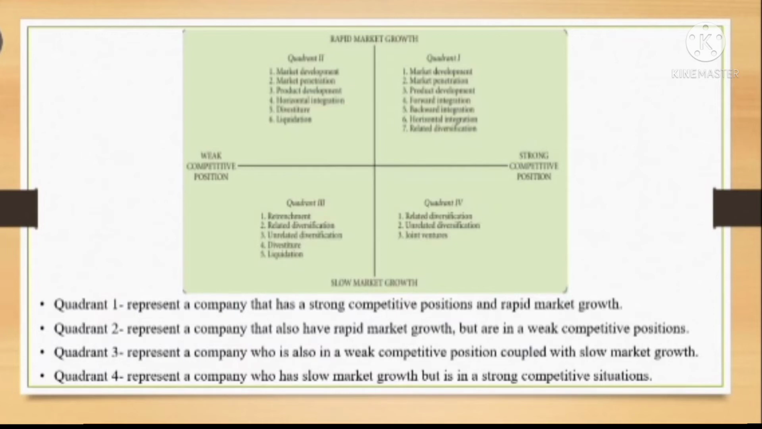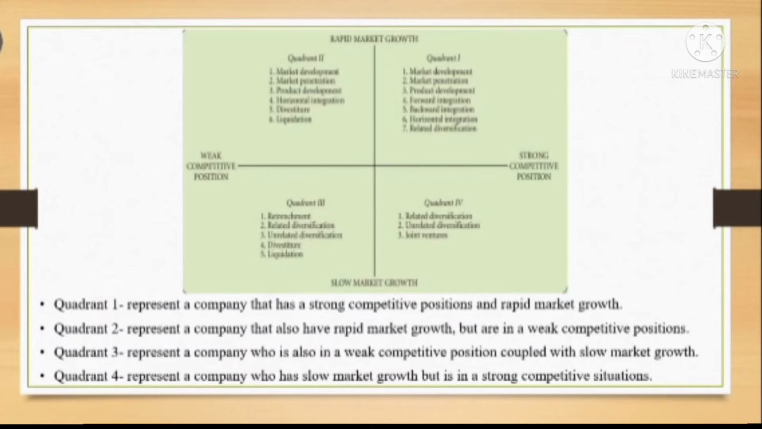Quadrant 2 represents a company that also has a rapid market growth but is in a weak competitive position. So sa quadrant na to, relatively weak competitive situation as a business. Kailangan nilang i-determine why the firm's current approach is ineffective and how the company can best change to improve its competitiveness. So dito kailangan nilang i-improve yung competitive positions ng isang business.